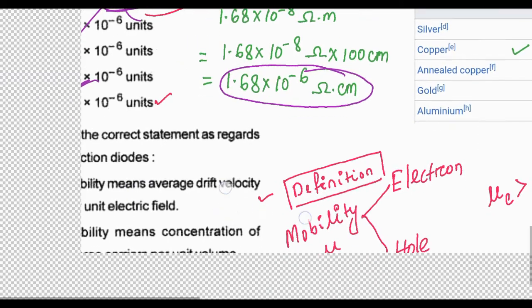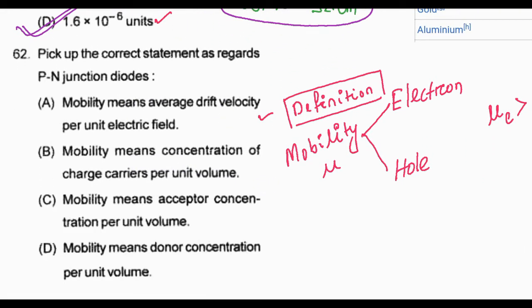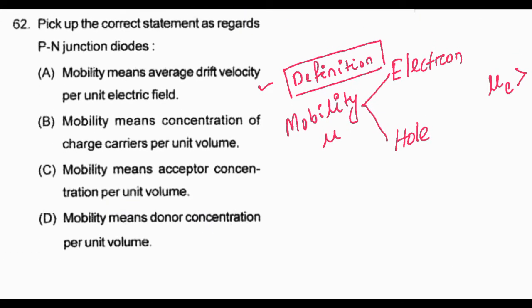So next thing is, pick up the correct statement as regards PN junction diode. Option A, mobility means average drift velocity per unit electric field. Option B, mobility means concentration of charge carrier per unit volume. Option C, mobility means acceptor concentration per unit volume. Option D, mobility means donor concentration per unit volume.